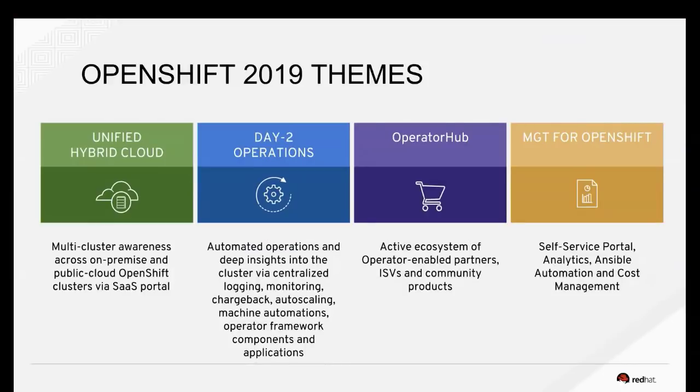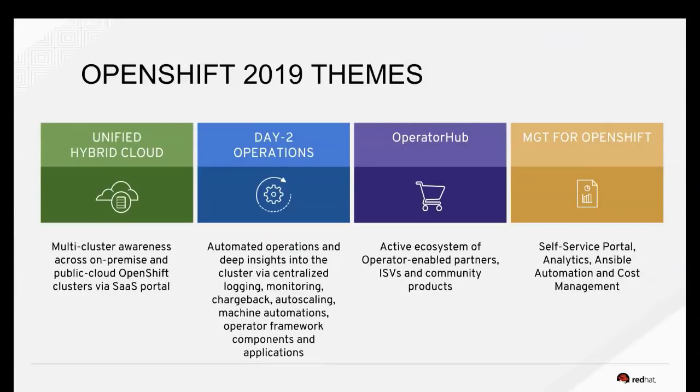All right, here we go. So now, for OpenShift 2019, our big themes are the following. We have unified hybrid cloud, we have day 2 operations, we have OperatorHub, and we have management for OpenShift.